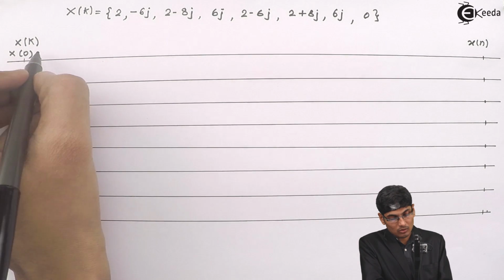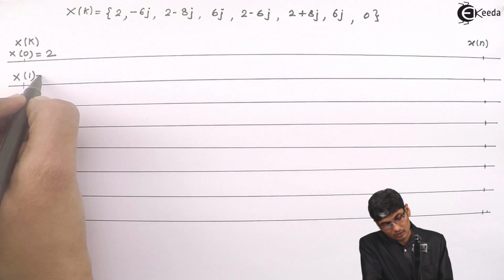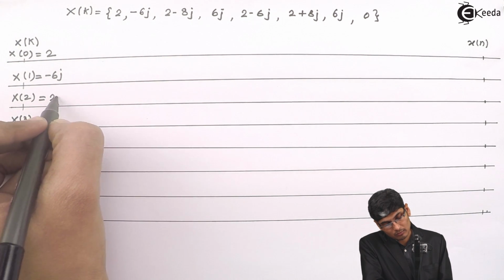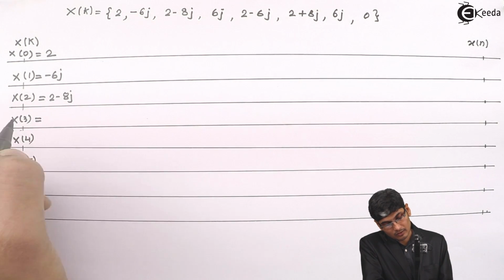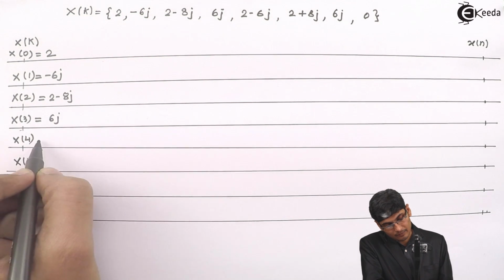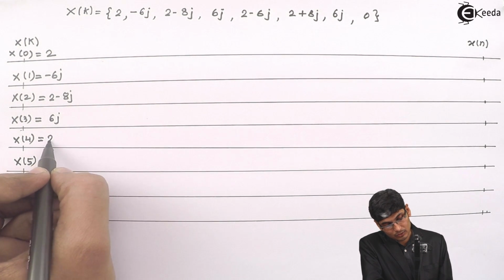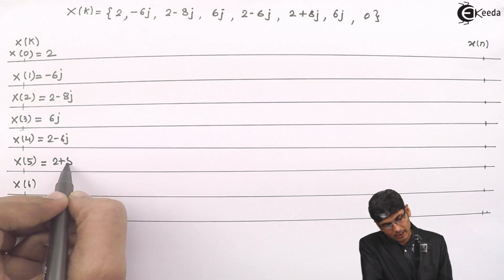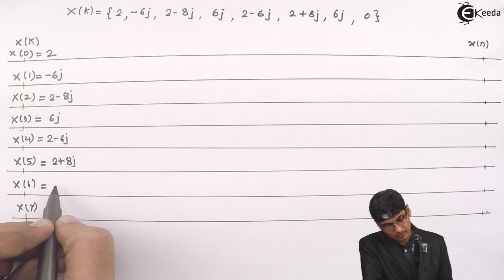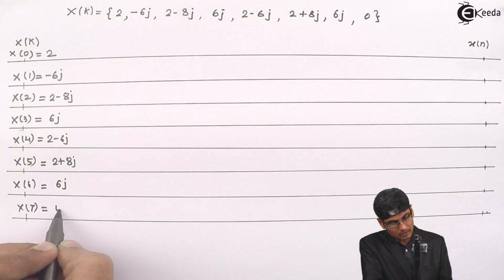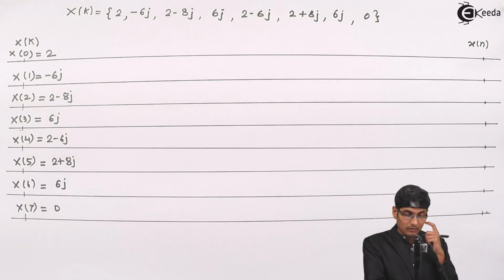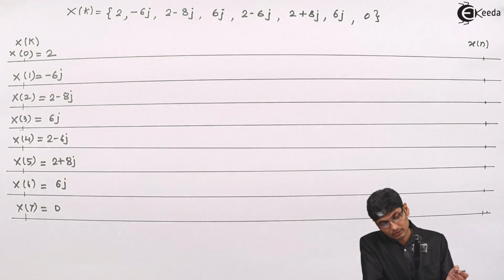Okay, x of 0 over here is 2, x of 1 over here is minus 6j, x of 2 is 2 minus 8j, x of 3 is 6j, x of 4 is 2 minus 6j, x of 5 is 2 plus 8j, x of 6 is 6j and x of 7 is 0. Now this is a given input sequence. Now let us start drawing the crisscrosses.